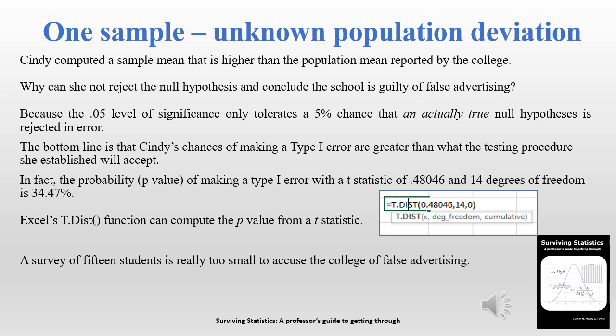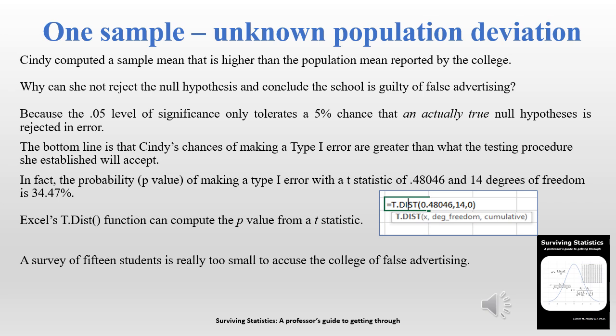The probability of making a type 1 error, now we'll refer to that as the p-value, with that t-stat is actually 34.47%. That's much higher than the error that she was willing to tolerate. And because that is higher than what she's willing to tolerate, she's not willing to tolerate a 34% chance of making a type 1 error. She will not reject the null hypothesis.